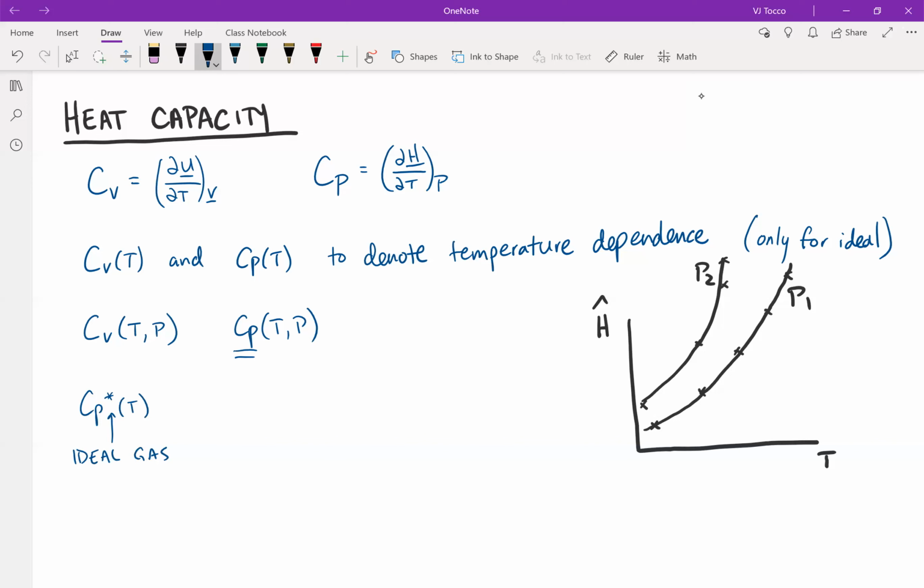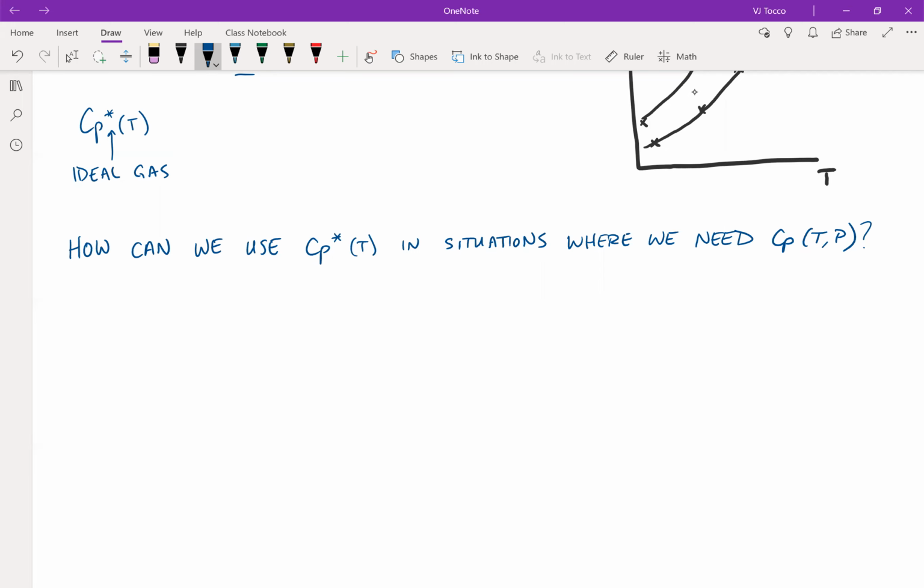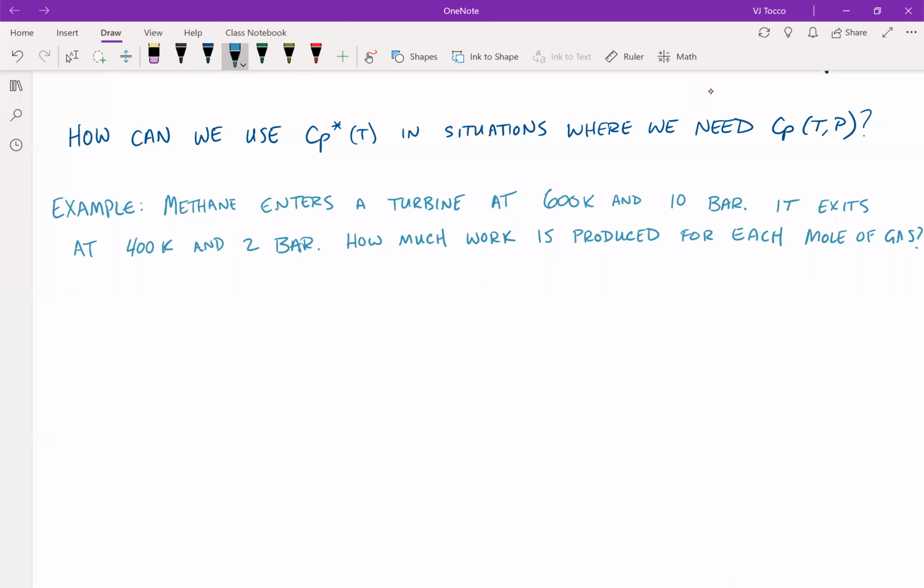And the best way to illustrate what I mean is by doing an example. So let's take methane in this example, entering a turbine at 600 K and 10 bar, and say it exits that same turbine at 400 K and 2 bar. And your task is to figure out how much work is produced for each mole of gas. So this is more of an observation problem. Thinking back to the entropy example that I gave, you could use an entropy balance to figure out if this is even theoretically possible, but say for sake of argument that it is. And draw yourself a process flow diagram.